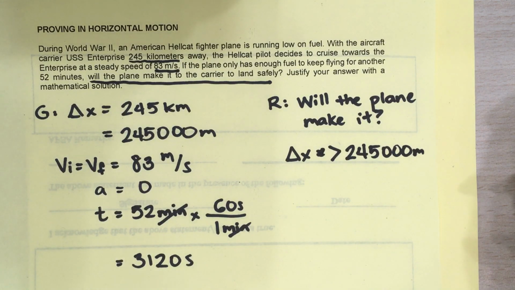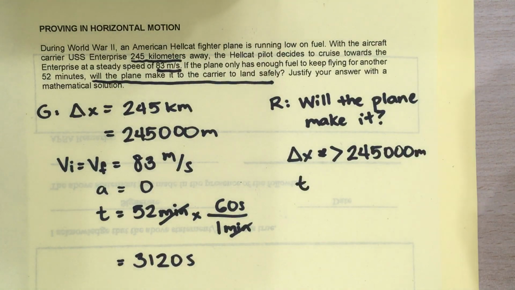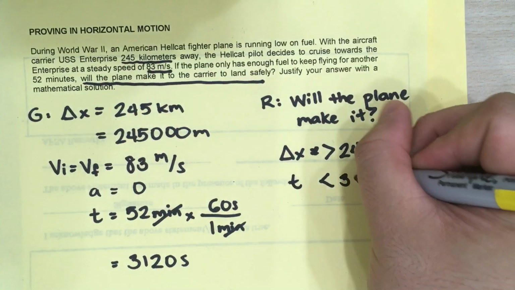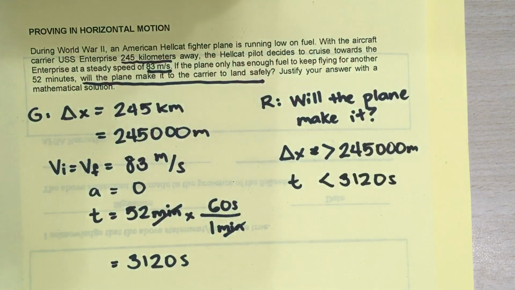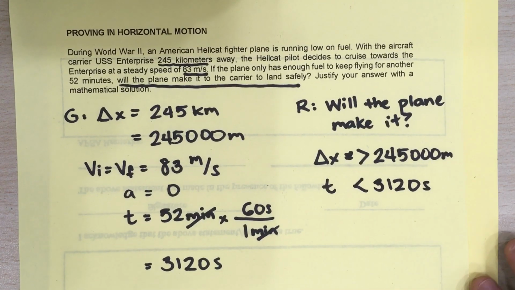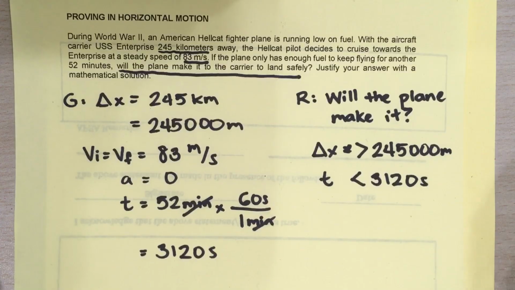One thing we can also do would be to check the time, okay, and make sure that the time is less than 52 minutes or 3,120 seconds. Okay, because if your time is less than 52 minutes, then your plane can still keep going. If it's greater than, your plane will not have enough fuel, your plane will crash. So you're going to have these options. We can use the delta x approach, we can use the time approach.